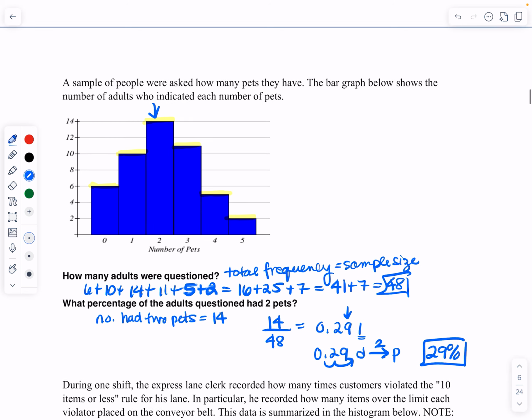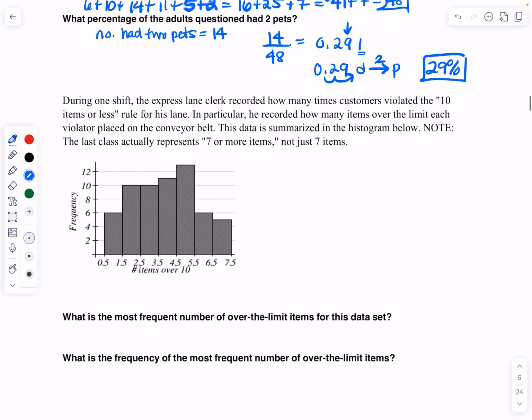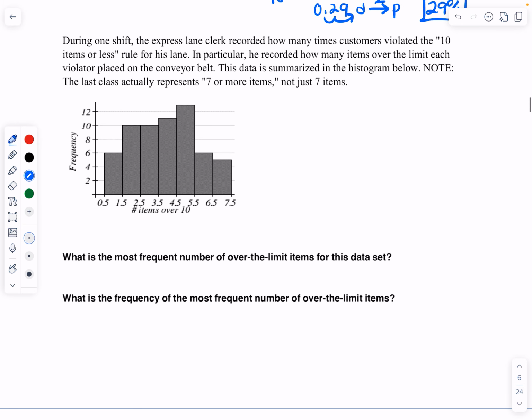All right, let's look at the next one. During one shift, the express lane clerk recorded how many times customers violated the 10 items or less rule for his lane. In particular, he recorded how many items over the limit each violator placed on the conveyor belt. This data is summarized in the histogram below. Note, the last class actually represents 7 or more items, not just 7.